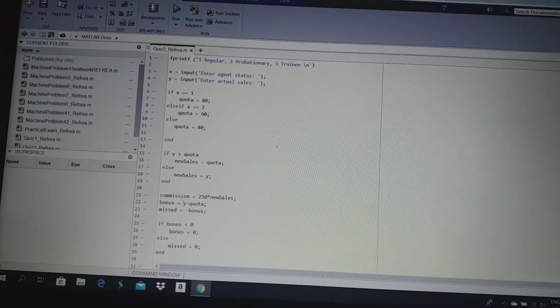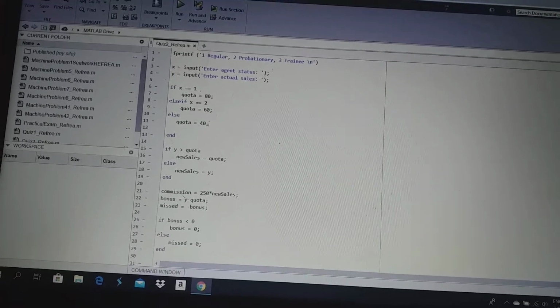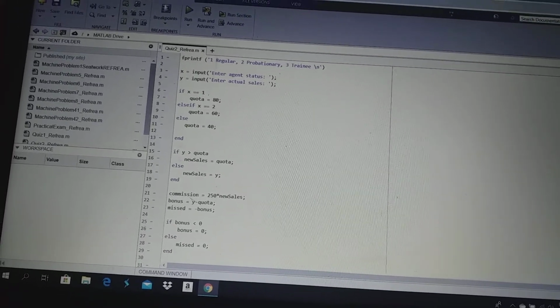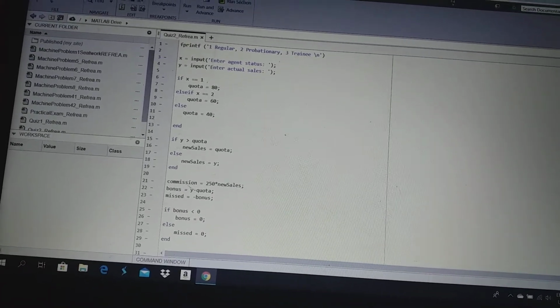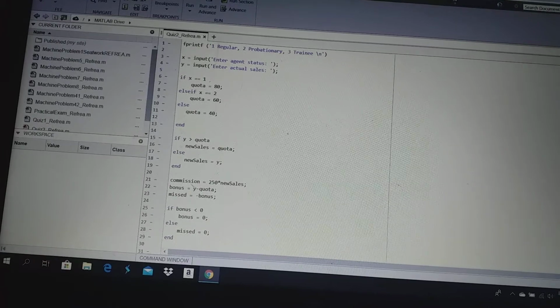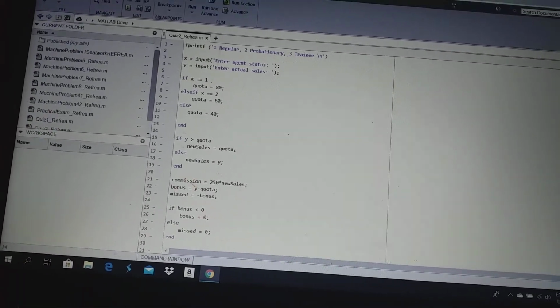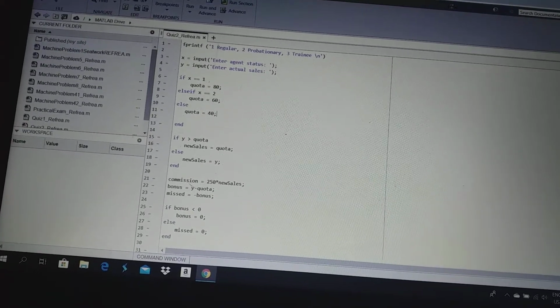So first off, we would be discussing the problem involved. The requirement of this particular activity is to compute for the total monthly salary of the sales agent. In this situation, there are three types of sales agents: the regular, the probationary, and the trainee. A regular is required to meet 80 sales per month. On the other hand, the probationary is required to meet 60 sales per month. And lastly, the trainee is required to meet 40 sales per month.